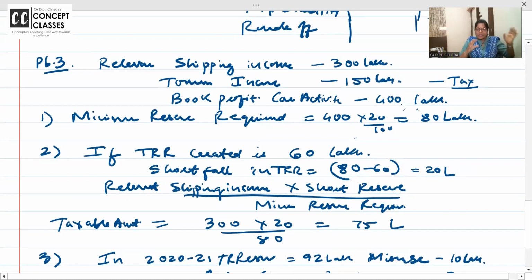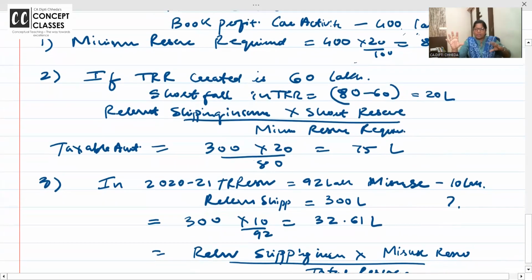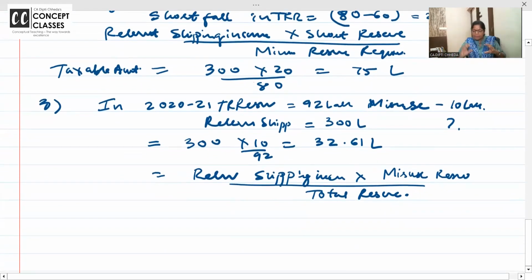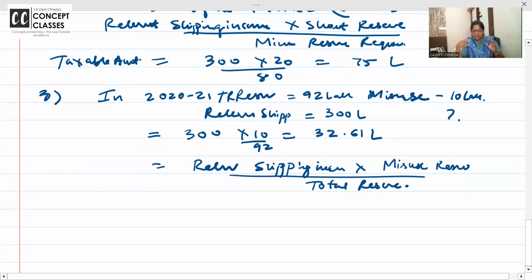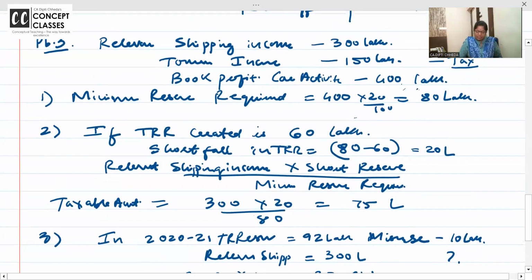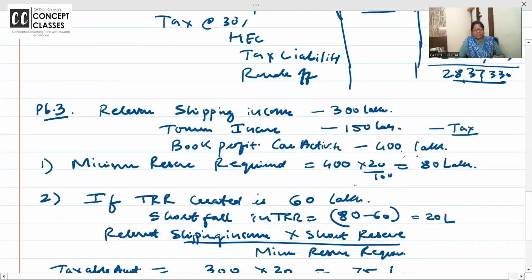What you have to create the reserve? Core profit का 20%. But if the reserves are short, तो proportionate to the short reserve इस साल की इनकम टैक्सेबल हो जाएगी. Proportionate to the misuse reserve इस साल की इनकम टैक्सेबल हो जाएगी, जो भी relevant shipping income है. But reserves are not created on the relevant shipping income, that is 300. Reserves are created on the core book profit, that is 400. Book profit के हिसाब से reserves create होते हैं ना, 20%. I think this is still the point they can ask you.